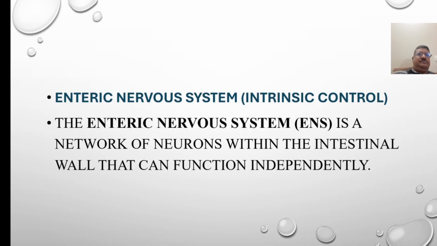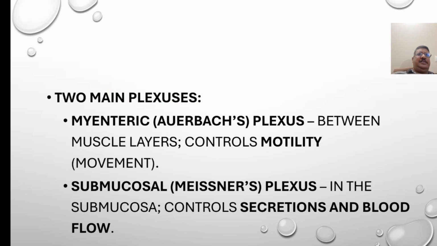Enteric nervous system, that is intrinsic control. The enteric nervous system, ENS, is a network of nerves within the intestinal wall that can function independently. Two main plexuses: myenteric plexus between muscle layers, controls motility, movement. Submucosal plexus in the submucosa, controls secretions and blood flow.